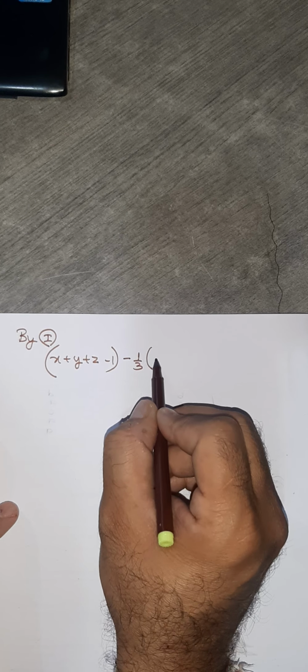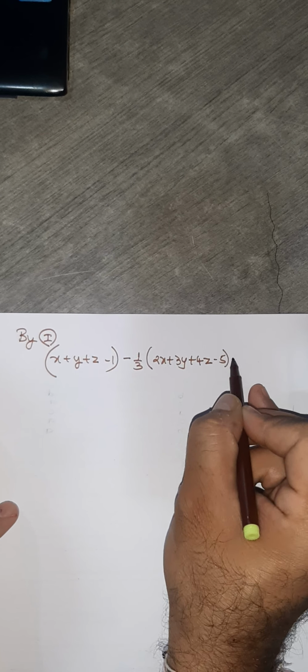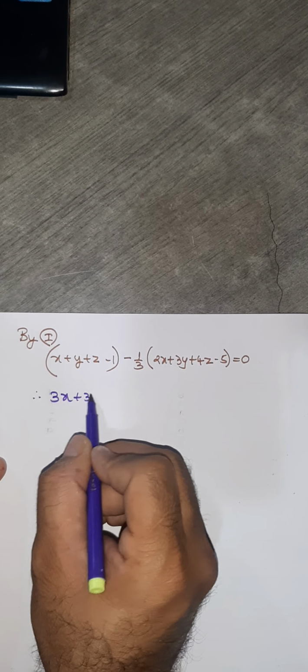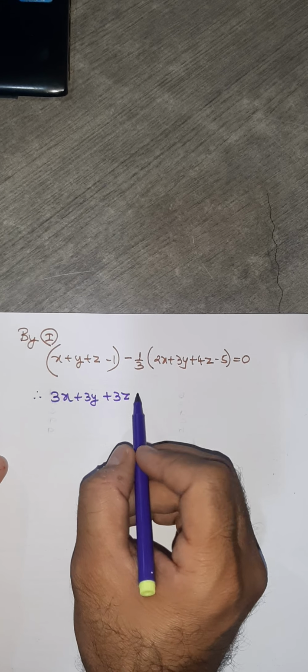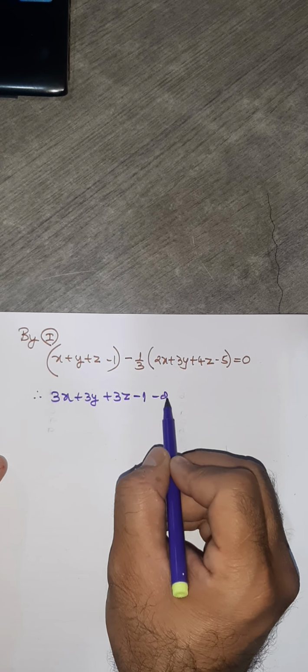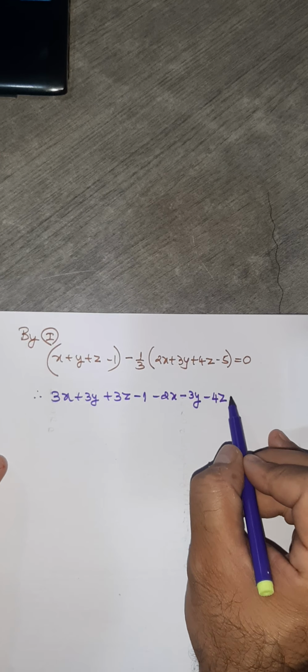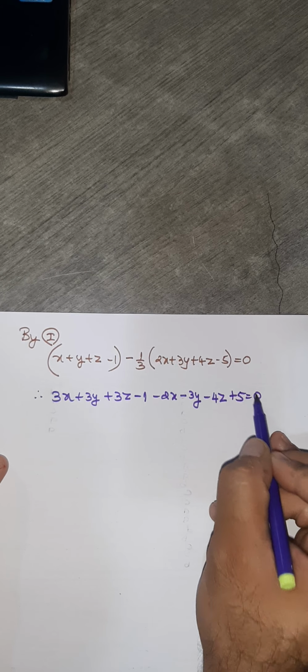So by 1 here, x plus y plus z minus 1, minus 1 by 3, 2x plus 3y plus 4z minus 5 equals to 0. What I did, just I placed the value of lambda. Now we are simplifying. So you will get the 3x plus 3y plus 3z minus 1 equals to minus 2x minus 3y minus 4z plus 5 equals to 0.